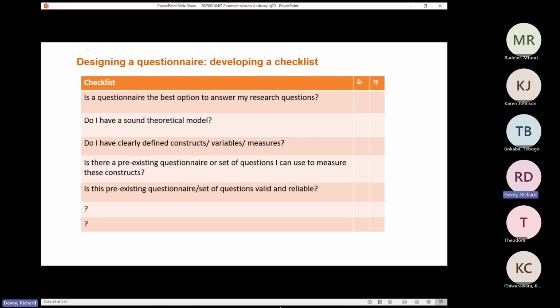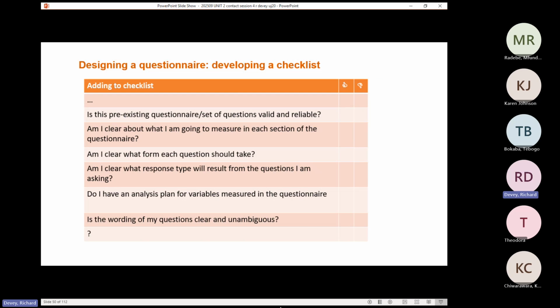Okay, then the next question is, do you have a sound theoretical model? And then we're linking that back to the theory. Do you have clearly defined constructs and variables measured? Is there a pre-existing questionnaire or set of questions you can use? And is that pre-existing questionnaire or set of questionnaires valid and reliable? Those are some of the questions that I would ask if I was thinking about using a questionnaire as a data collection instrument.